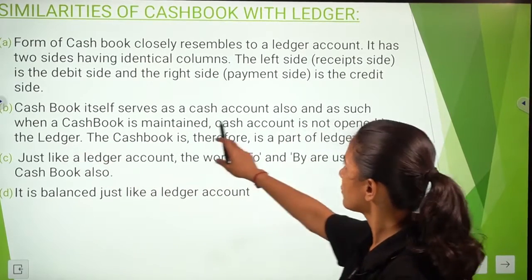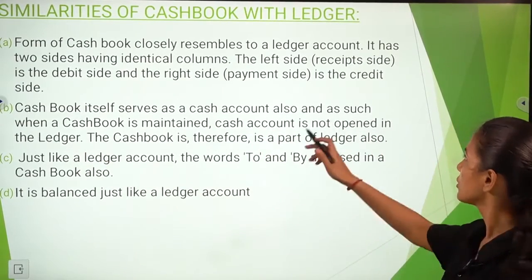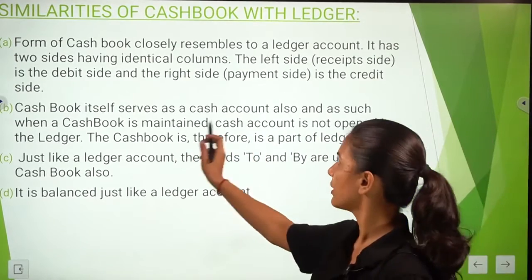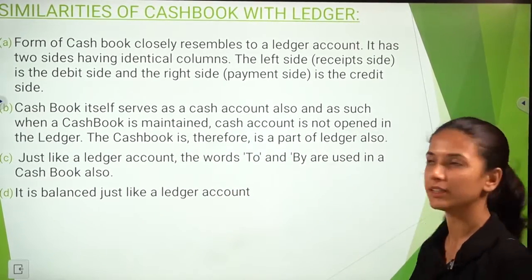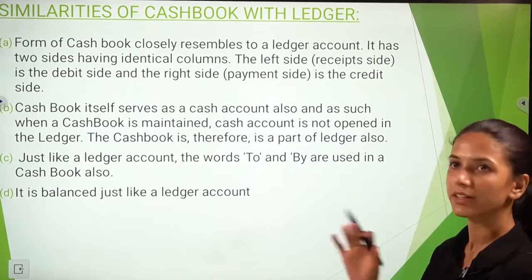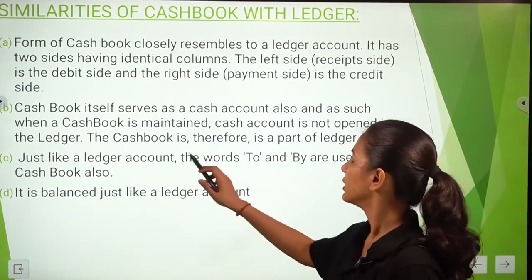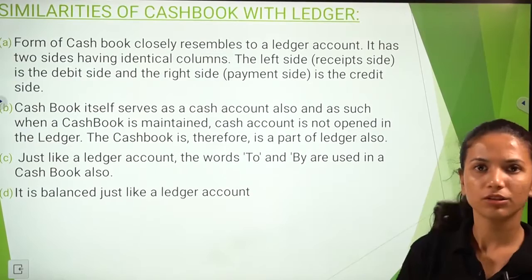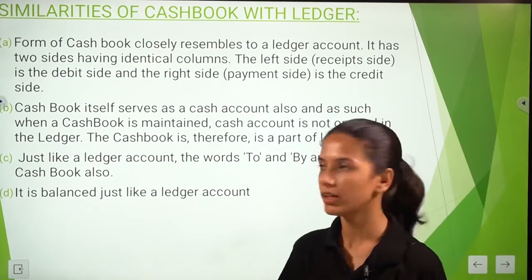The cash book itself serves as a cash account also, and as such, when a cash book is maintained, the cash account is not opened in the ledger. That's why it is very similar to the ledger. The cash book is therefore a part of the ledger also. It can be told as a part of the ledger.